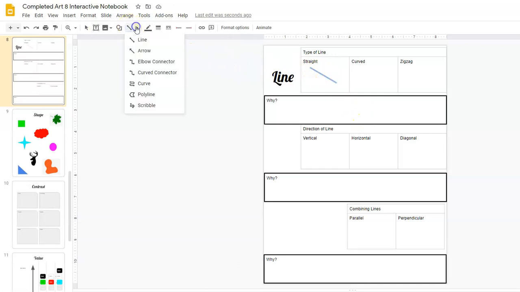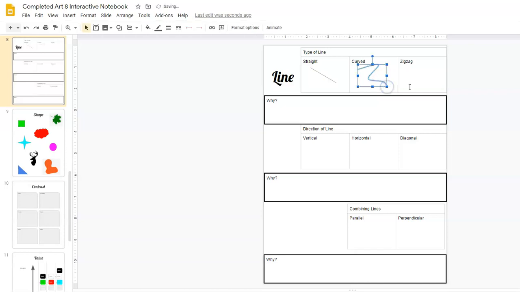If we go to the drop down here, you can see curve. That's the next type of line that we have. So you're going to click, drag it away. You can release the click, and then every time you click, it'll make a bend. It'll make your curve. Double click when you're done, and now you have your curved line.